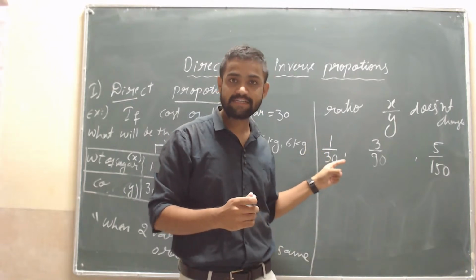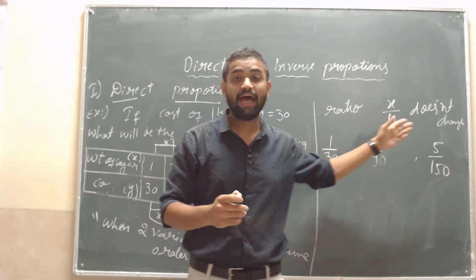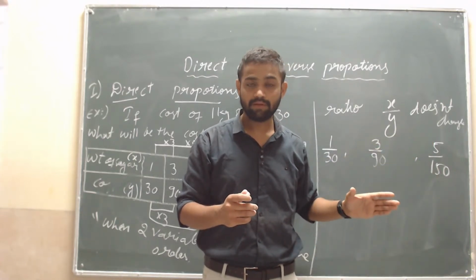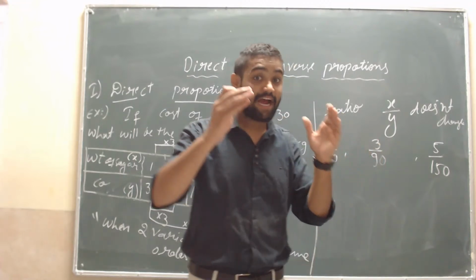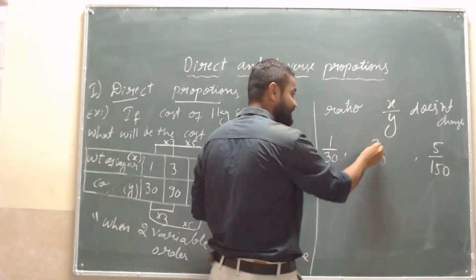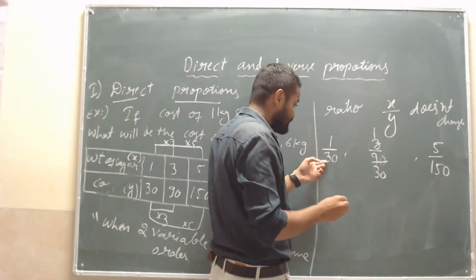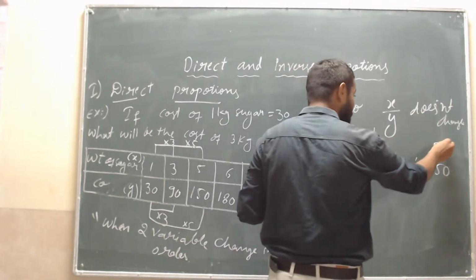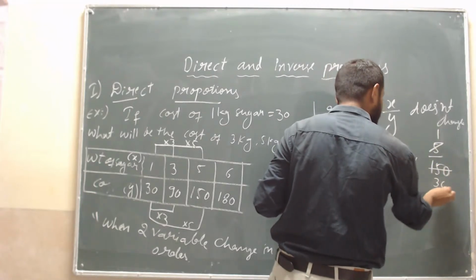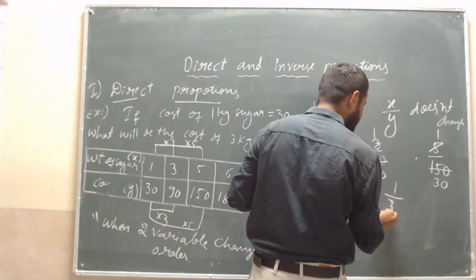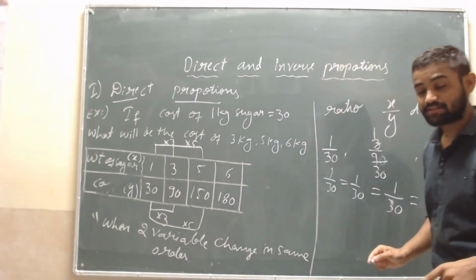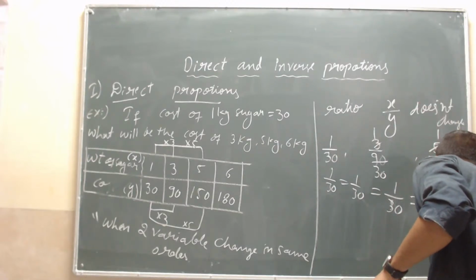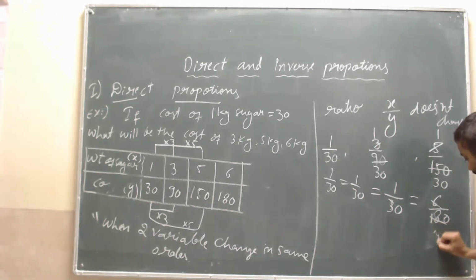In the first column, 1 by 30 is there. In the second column, we have 3 by 90. And in the third column, we have 5 by 150. Is it the same? Yes, students. After solving, 3 ones are 3 and 3 thirties are 90, so as usual 1 by 30 equals 1 by 30. As well as in the third column, 5 ones are 5 and 5 thirties are 150, and you see here also 1 by 30. And compare with 6 kg of sugar, that is also 6 by 180, which is also 1 by 30.